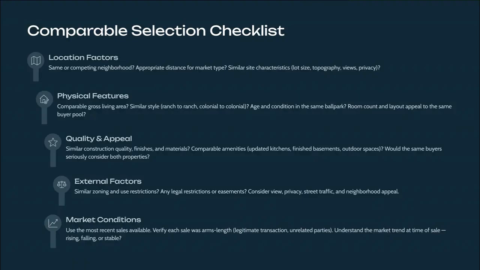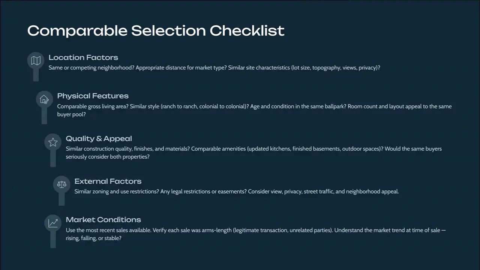Fourth, assess physical similarity across all key features. Compare property type, design, age, condition, size, room count, and special features. No comparable will match perfectly, but significant differences require reliable adjustment support. The more similar your comparables, the more confidence your value conclusion commands.